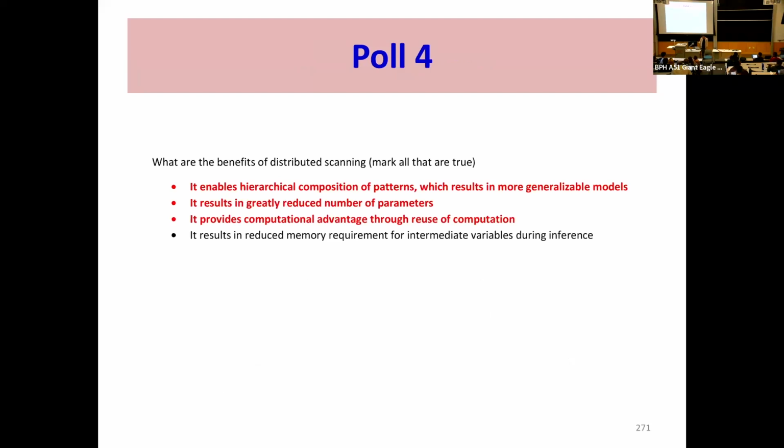So distributed scanning enables hierarchical composition of patterns, which results in more generalizable models, as we saw. It results in greatly reduced number of parameters, and it provides computational advantage through reuse of computation. And it does not result in reduced memory requirement. You compute the same number of terms regardless.